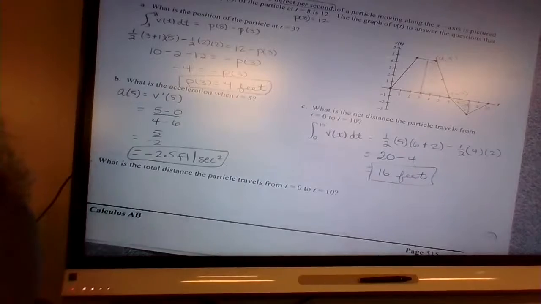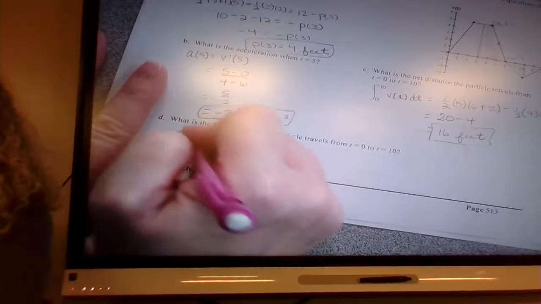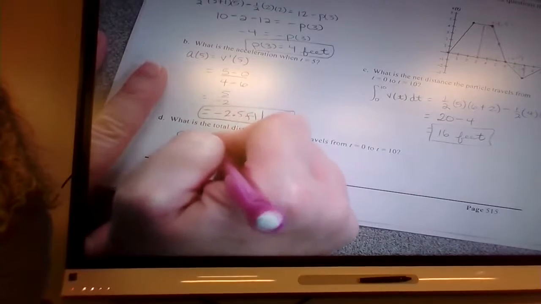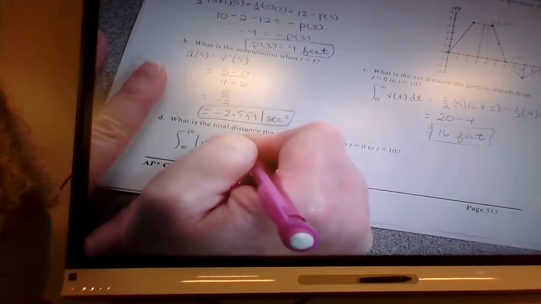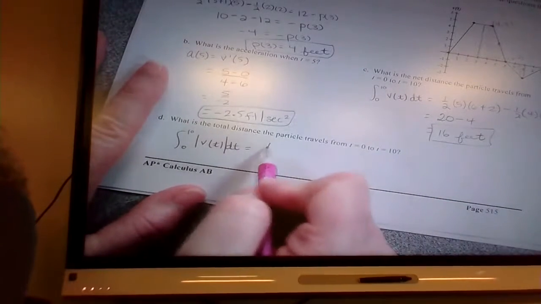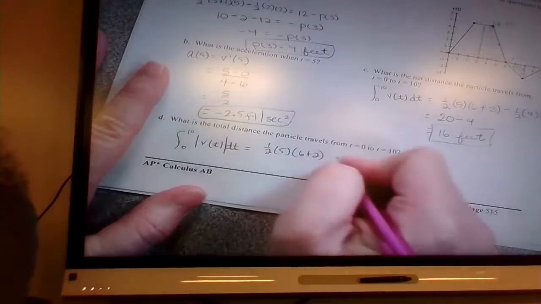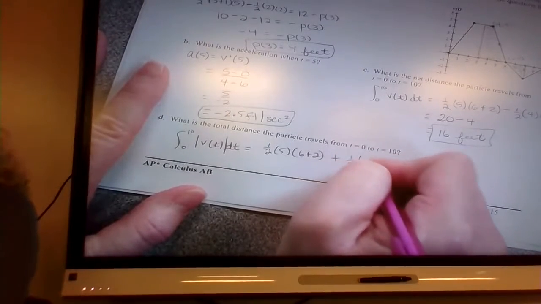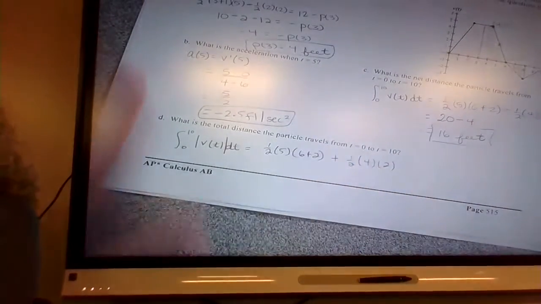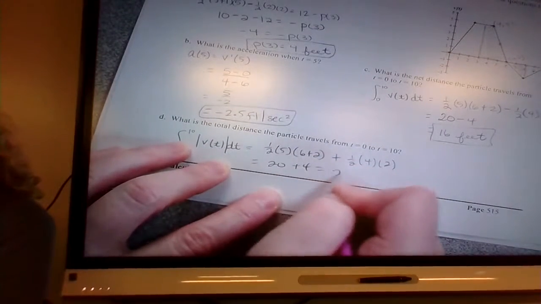Total distance. Okay, so total distance would be from 0 to 10, the absolute value of v of t dt. So that's going to be the same, except we're not going to subtract. I'm going to add that because everything has to be positive. So that's just going to be 20 plus 4, so that would be 24 feet.